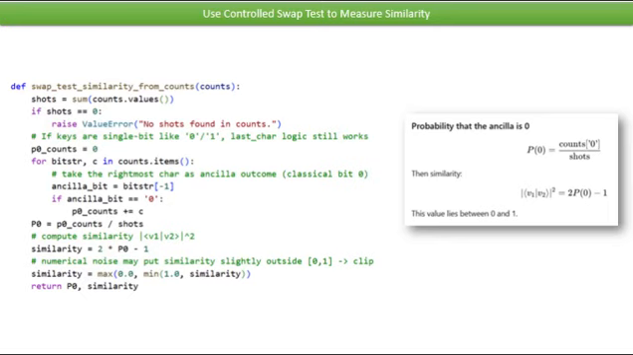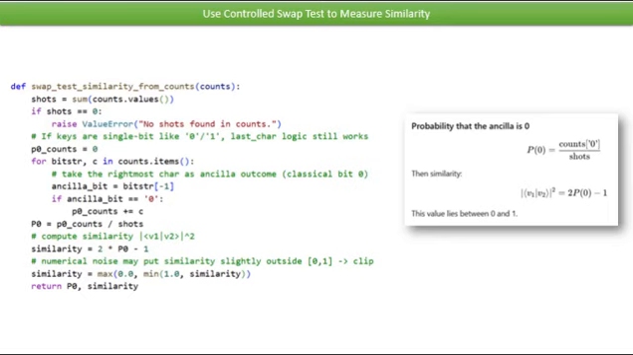Step 2. Compute the probability of measuring 0. We only care about the rightmost bit, the ancilla's measured value. Every time the ancilla is measured as 0, we add it to p0_counts. This gives us the probability of measuring the ancilla in the |0> state. Step 3. Convert p0 into similarity. Here's the magic formula from quantum theory. Similarity = 2 times the probability of 0, minus 1.